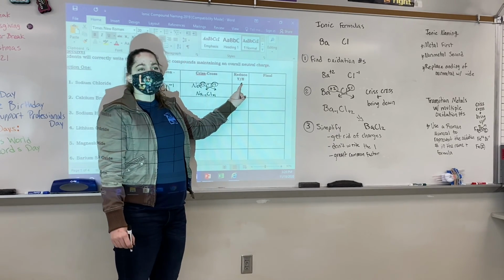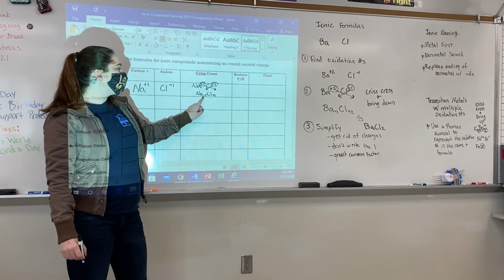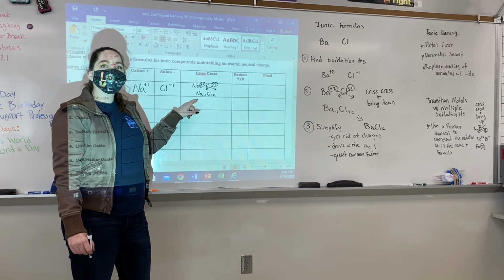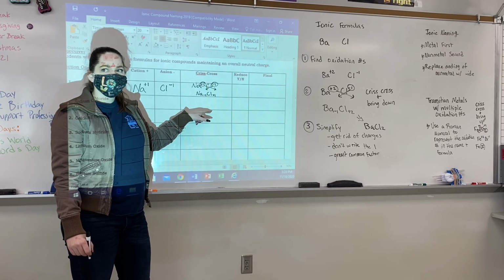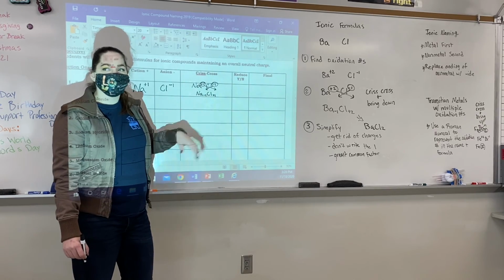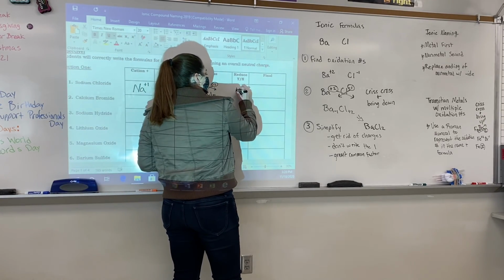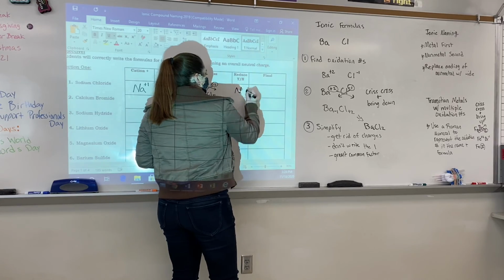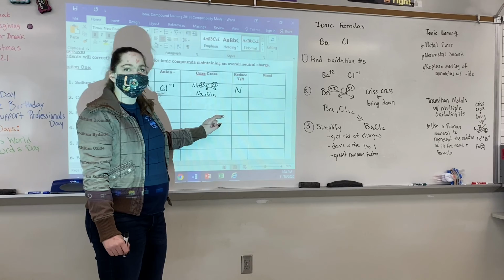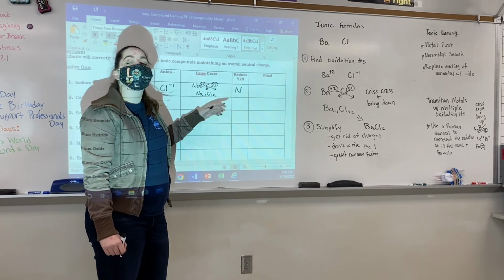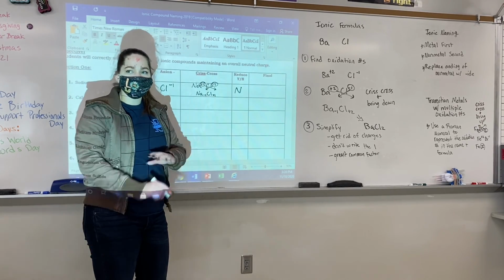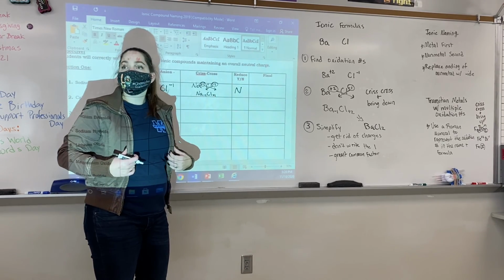What it means by reduce: can you reduce your subscripts into smaller numbers? Can you reduce 1 and 1? No. They can't be 0 and 0, because then you have nothing. So you cannot reduce this. If you had a 2 and a 2, could you reduce that? Yes. If you had a 4 and a 4, could you reduce that? Yes, that's what it means by reduce. Can you make these numbers smaller? That's the only thing it means by reducing.